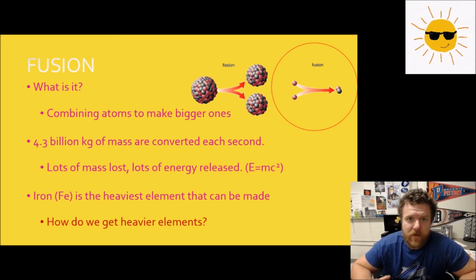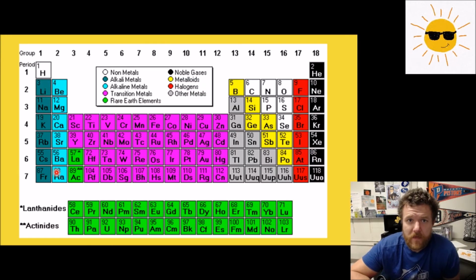You guys definitely need to know that iron is the heaviest element that you can create through fusion in the core of a star. Once you get to iron, you're going to start absorbing energy, and the star cannot push back against gravity anymore. The star is going to die. So that you guys can see, iron is right here at number 26 on the periodic table, which means all of these elements below 26 can be made in the core of a star.